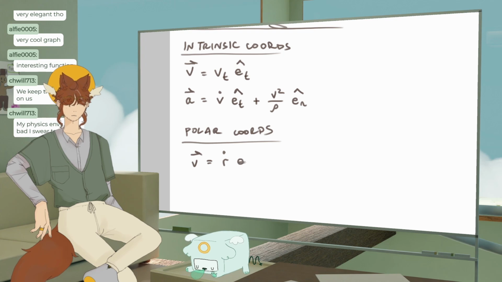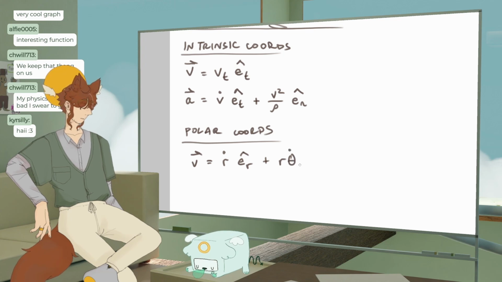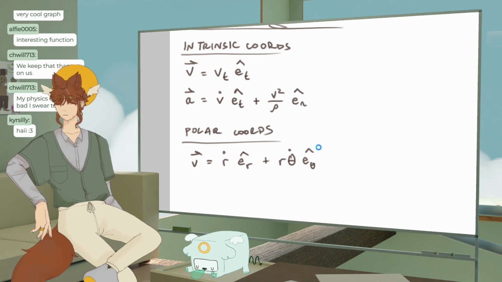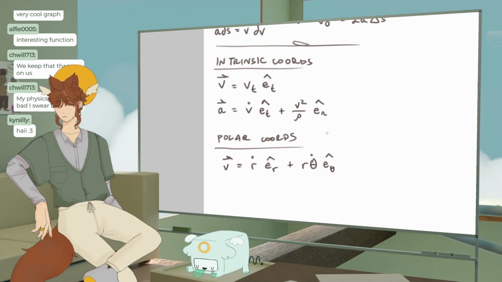So it's going to be the change in R times our unit vector in R, and then we're going to have our R theta dot times our theta direction, which kind of makes sense. R is going to affect how much theta changes because of arc length stuff.